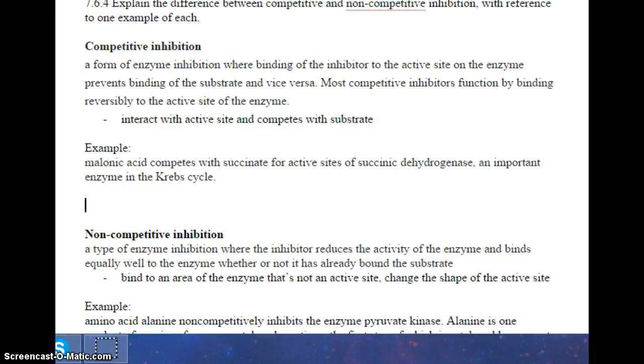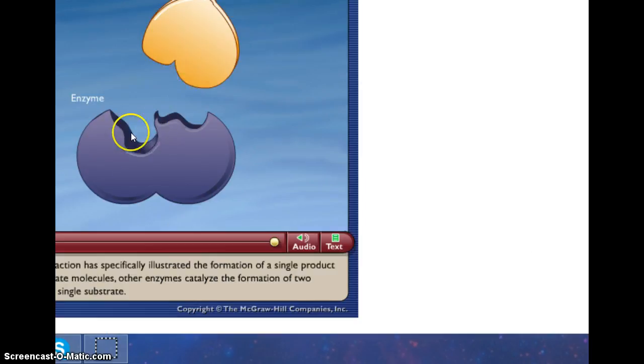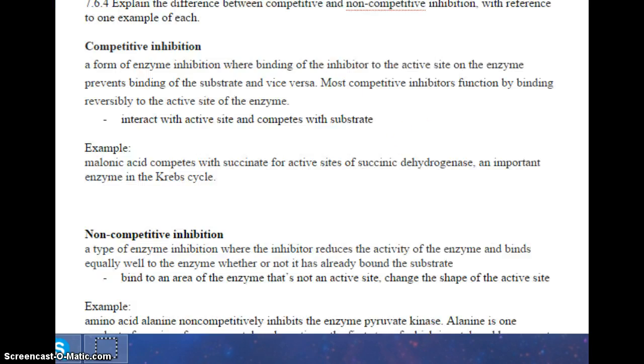So most competitive inhibitors function by binding reversibly to the active site of the enzyme. So pretty much competitive inhibition is when an inhibitor interacts with the active site on an enzyme and competes with the substrate because it's able to fit into the active site on the enzyme. And an example is malonic acid, which competes with succinate for active sites of succinic dehydrogenase, which is an important enzyme in the Krebs cycle.